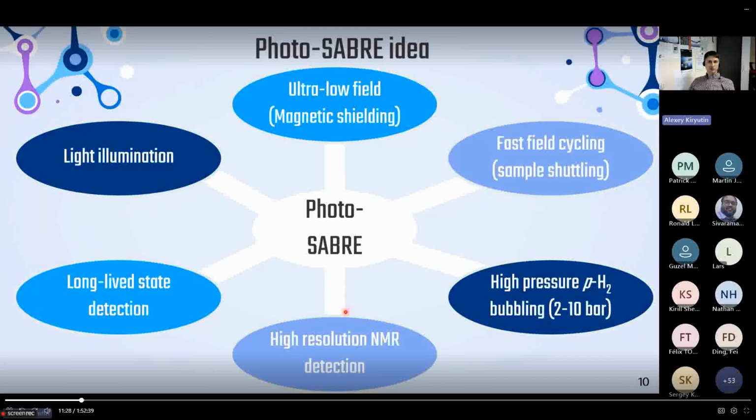I'll be honest, this was an incredibly exciting challenge. The difficulty was getting everything to work together: light illumination, parahydrogen bubbling, sample shuttling, field cycling in the magnetic field, and NMR detection with long-lived state option.